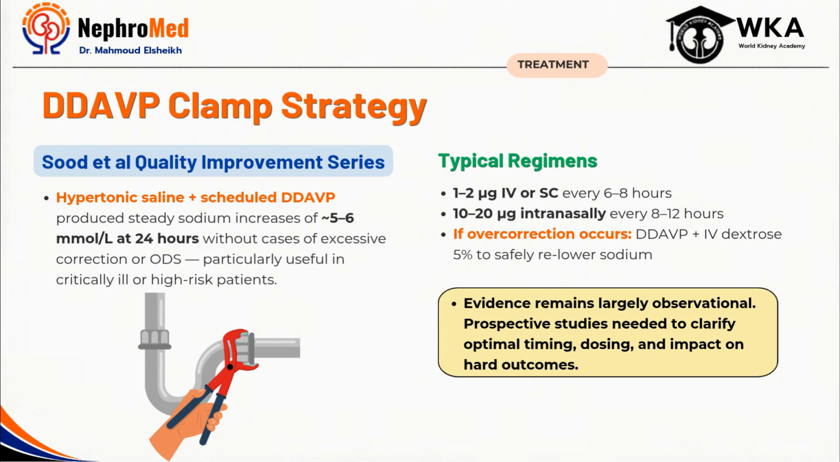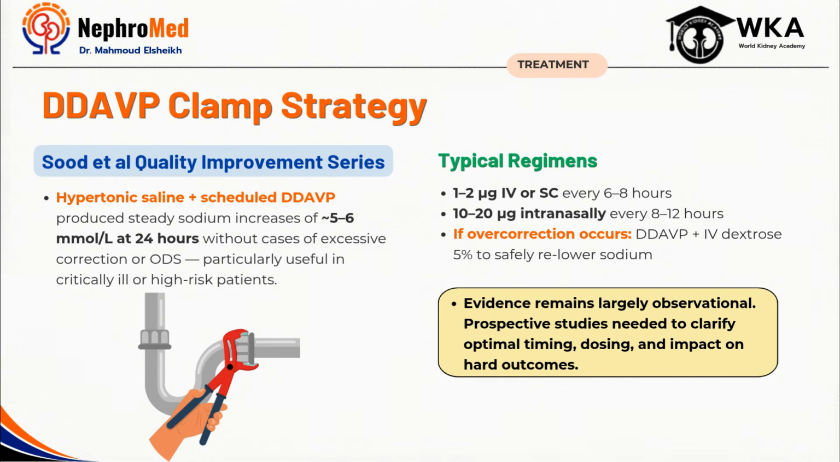or even liver disease. Now, regarding practical regimen, DDAVP is commonly administered as 1 to 2 mcg IV or subcutaneous every 6 to 8 hours, or intranasally, typically 10 to 20 micrograms every 8 to 12 hours. And importantly, if overcorrection still occurs, DDAVP can be combined with IV dextrose 5% to intentionally lower sodium safely.